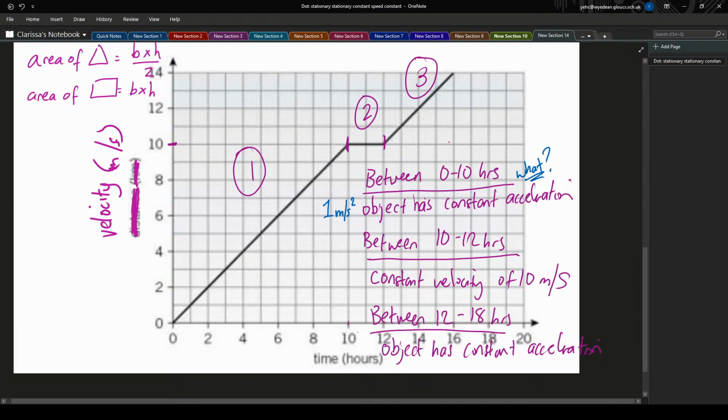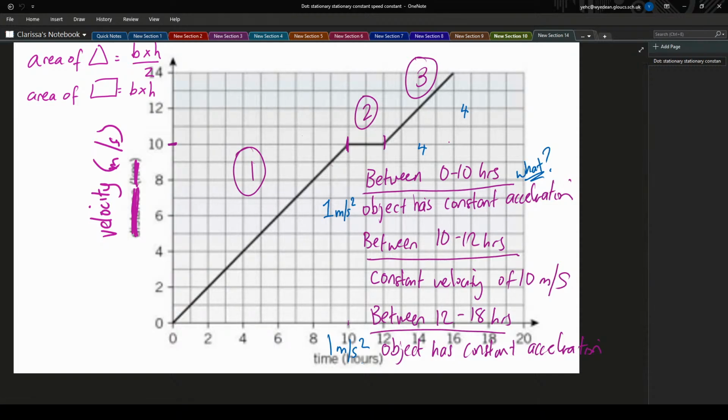Now, between 12 and 18 hours, it also had a constant acceleration, but it went rise over run. The rise was from 10 to 14. The rise was 4. The run was between 12 and 16. So the run was also 4, meaning it also had a constant acceleration of 1 meter per second squared.